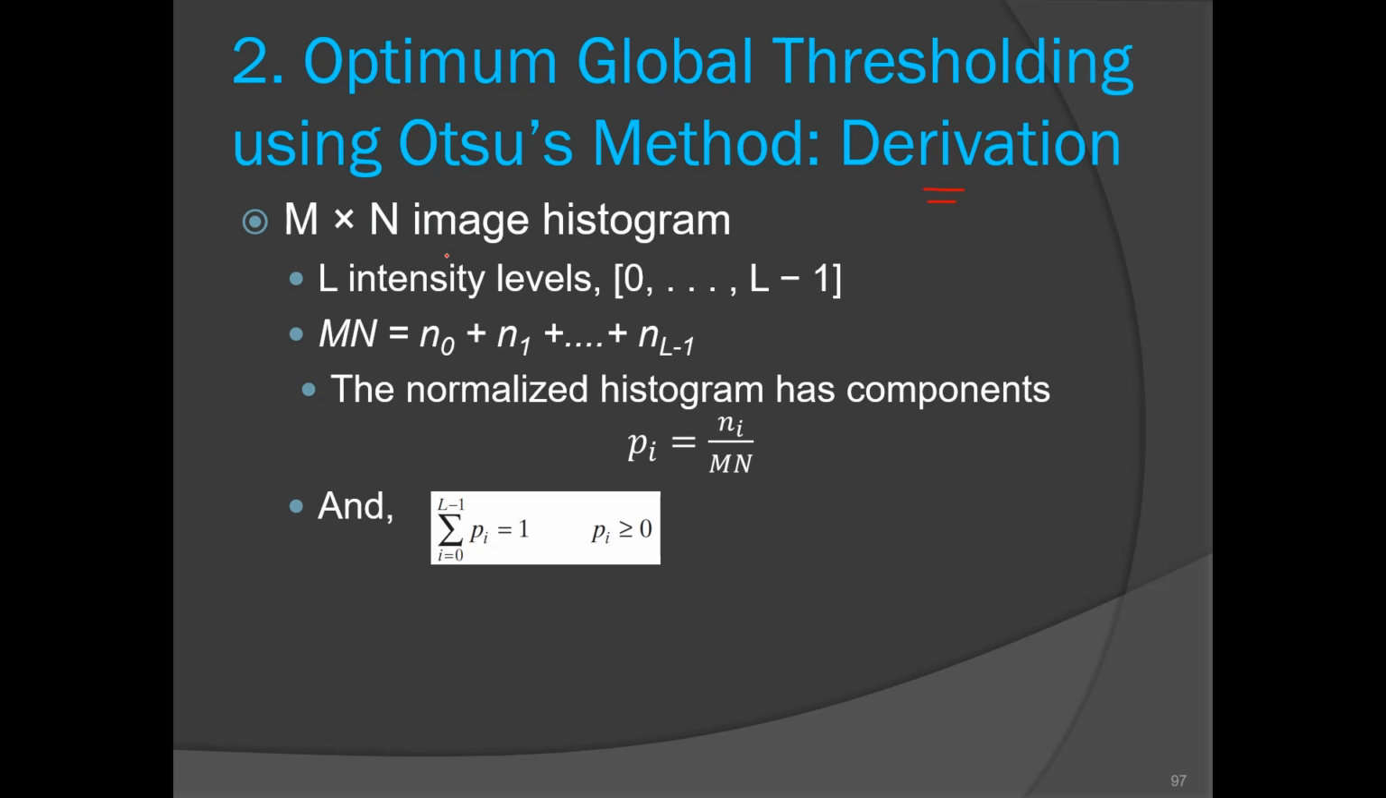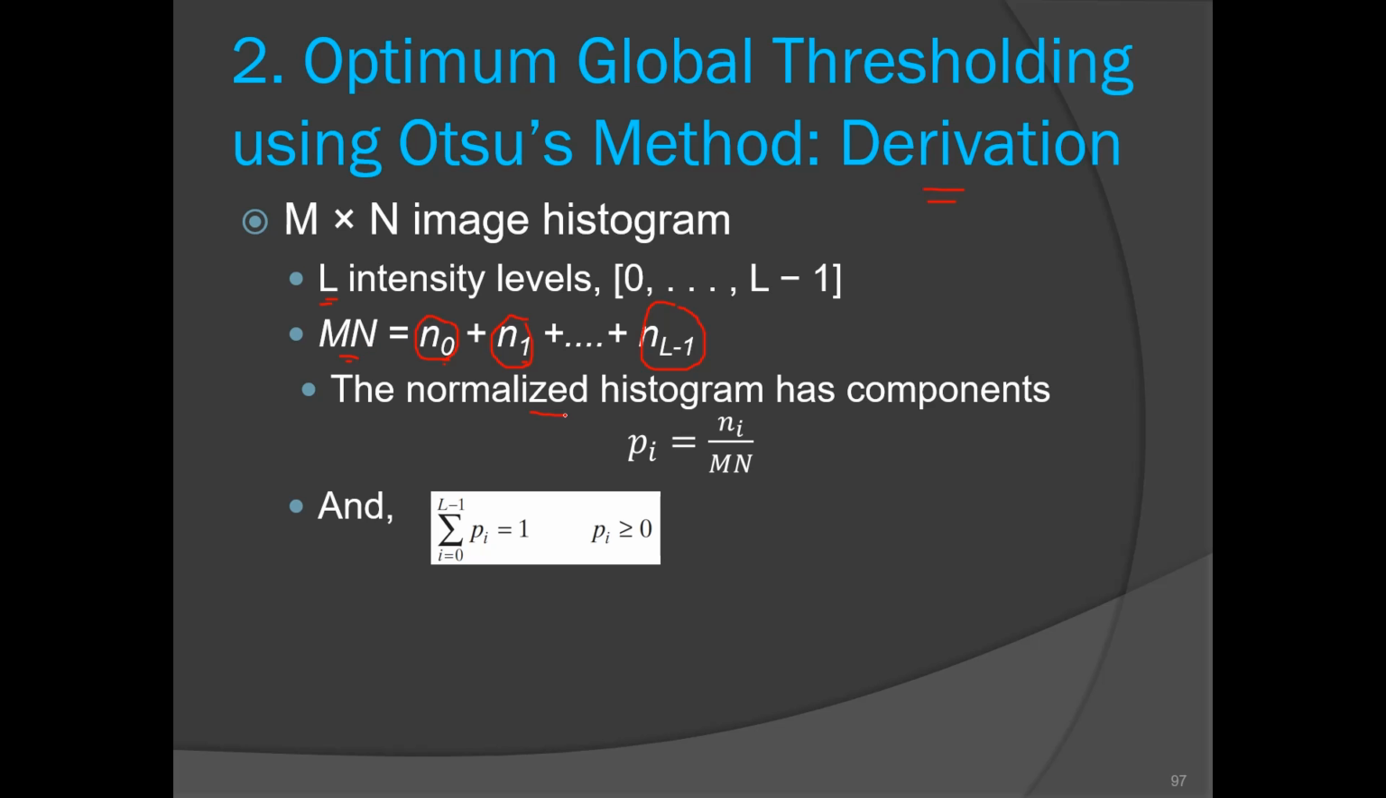Consider we have an m by n image, and we have L intensity levels. So this multiplication m into n is equal to n0 plus n1 plus, and so on up to n(L minus 1). Here n0 represents the number of pixels with intensity 0, n1 is the number of pixels with intensity 1, and last it is the number of pixels with intensity level L minus 1. This summation will be equal to m by n, right?